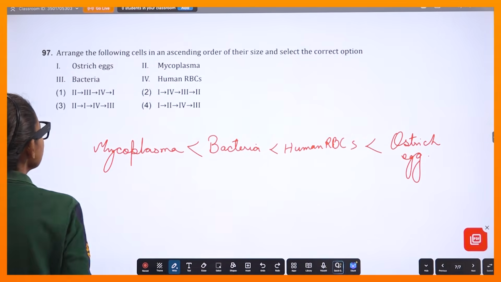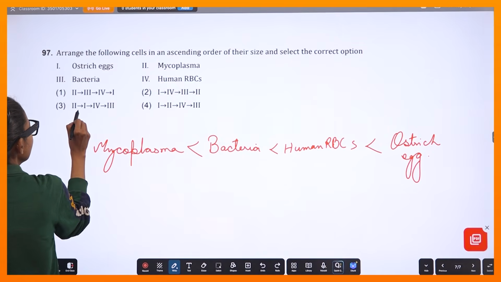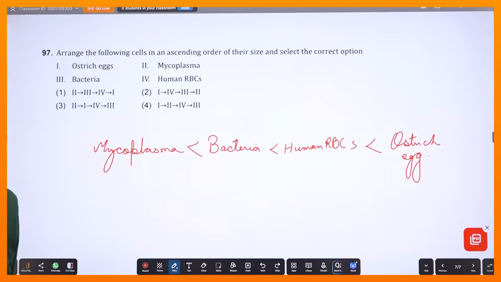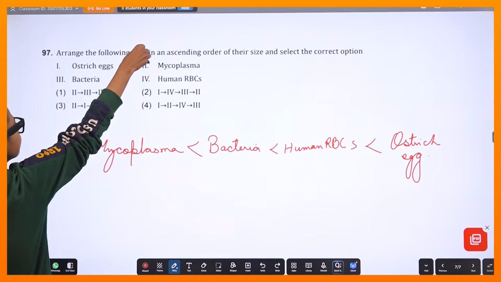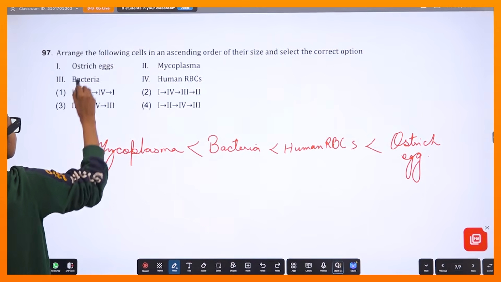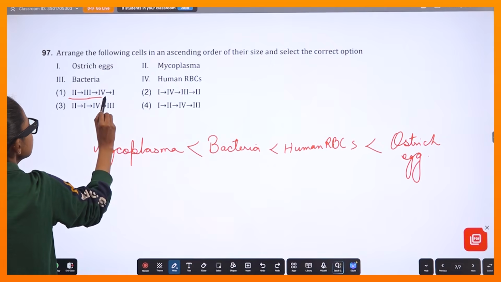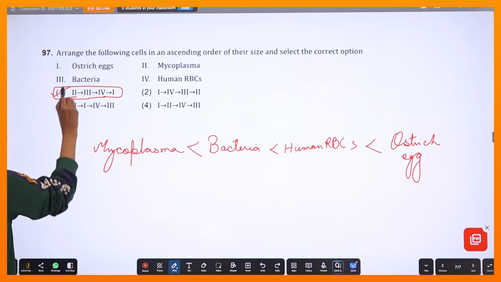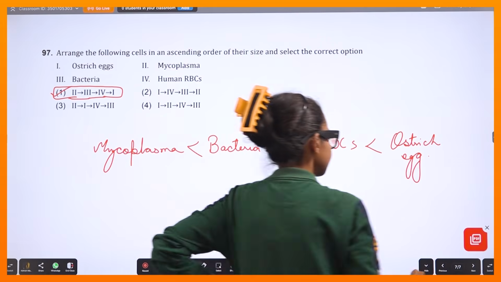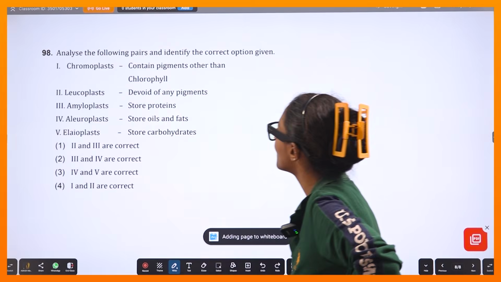I did this, right? So, the smallest is mycoplasma. Then, ascending order, right? Smallest to highest, yeah. Mycoplasma. Then we have bacteria. Then we have human RBCs. And then we have ostrich egg. Option 1. Am I right? Correct. Please learn the data. Have a look at the data.